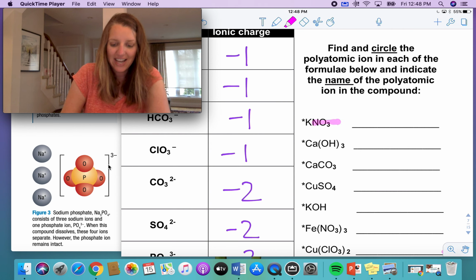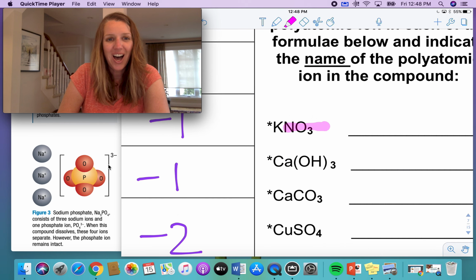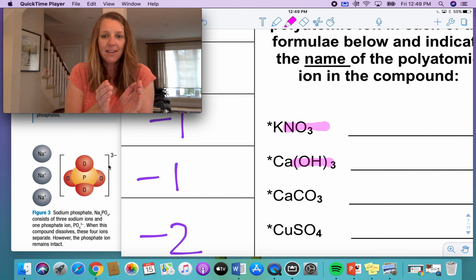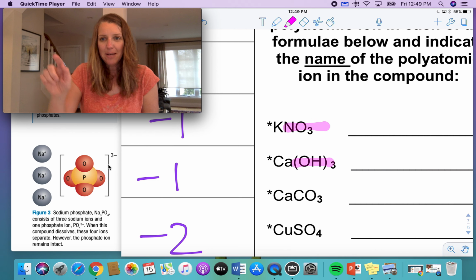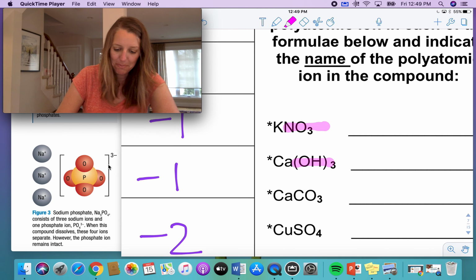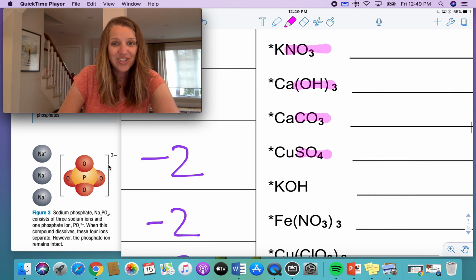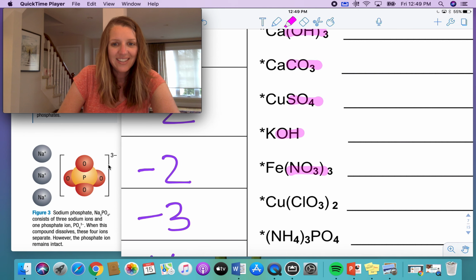Okay, NO3, that's a nitrate. Can you see the next one? That compound's called calcium hydroxide. There's my polyatomic, the OH. Can you see that that would read 1 ion or 1 atom of calcium and 3 polyatomics of hydroxide? The name of that compound is calcium hydroxide, but for this part, you're just writing in the name of the polyatomic. CO3, that's carbonate. SO4, sulfate. OH, hydroxide. NO3, nitrate. ClO3, chlorate.